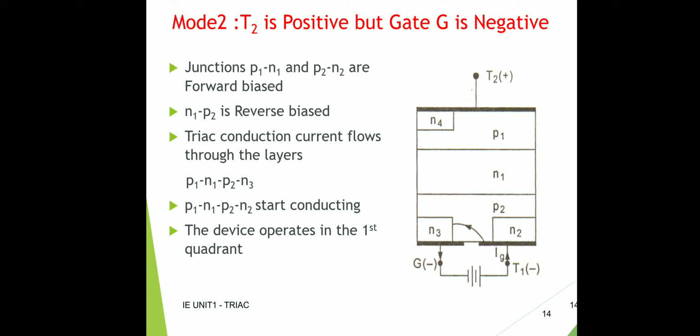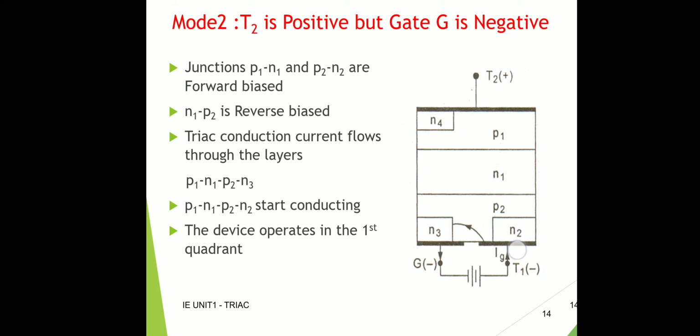Based on the applied gate voltage, the breakover voltage varies, and the device comes into the conducting state. Current increases. This is about mode 2 operation. T2 is positive and gate is negative. P1 N1 junctions are forward biased, and P2 N2 are forward biased. P2 N1 is reverse biased. Again the current is from P1 N1.